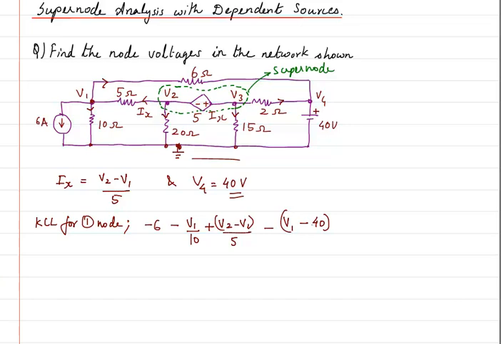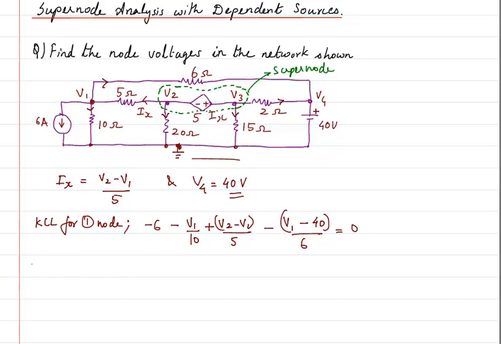Here V4 is equal to 40 volt. So it is (V1 minus V4), which is 40 volt, divided by 6, and that is going to be equal to 0. Now I can multiply with 10, 5 and 6, but as you know, 10 is a multiple of 5. So for cancelling 5, I can just do with 10, and then 6 is obviously there.